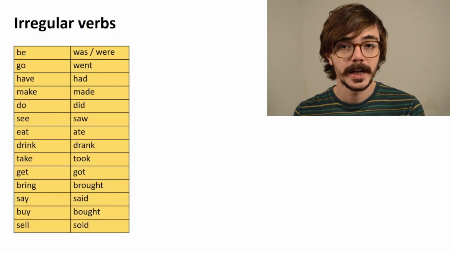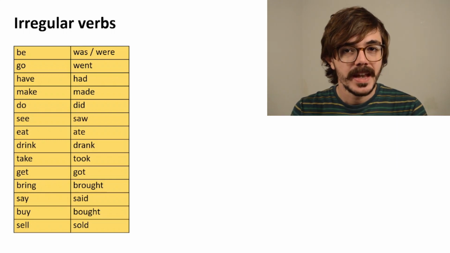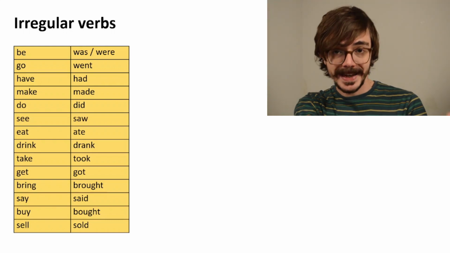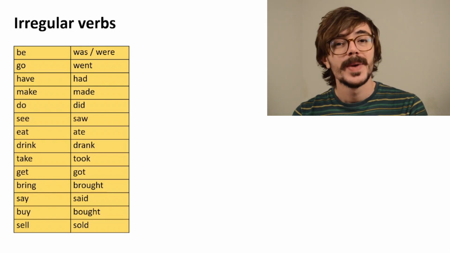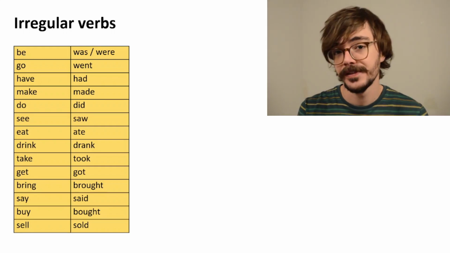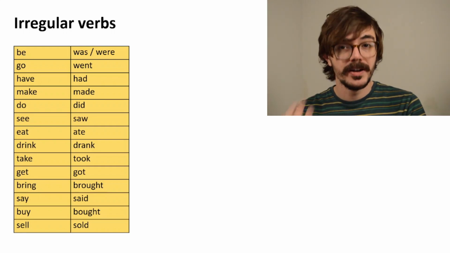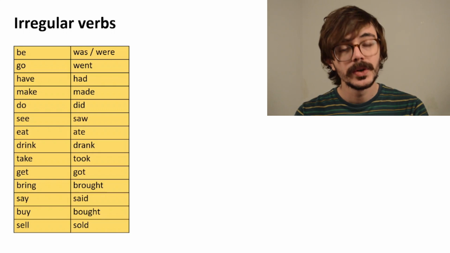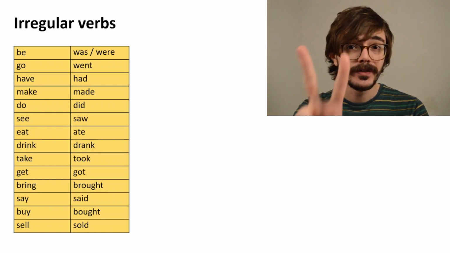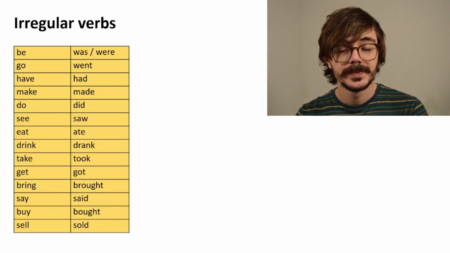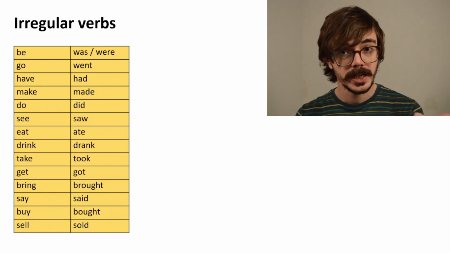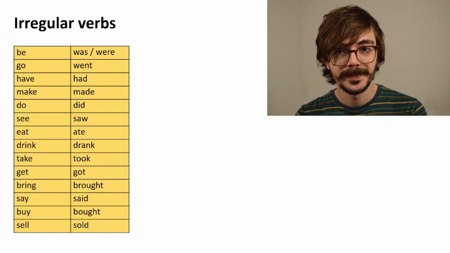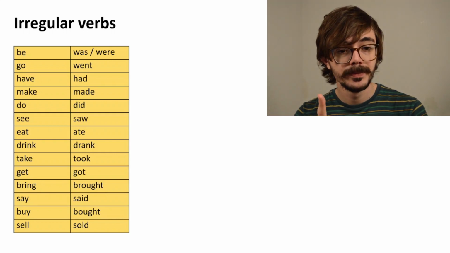Okay, so we've looked at regular verbs. What about irregular verbs? So irregular verbs don't follow a rule. All regular verbs end in ed in the past tense, but irregular verbs, each one of them is different. So we just learn them over time. Some examples. To be becomes was or were. To be has two forms. It's the only one with two forms. I was, he was, she was, it was. And then you were, we were, they were. All the others just have one form.